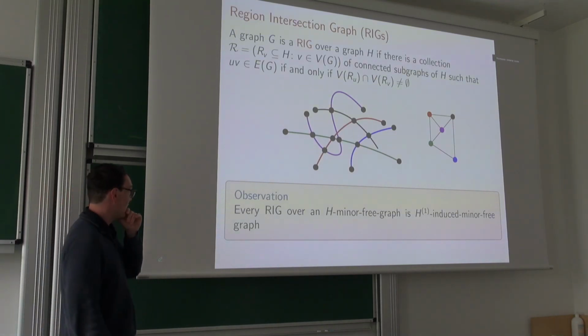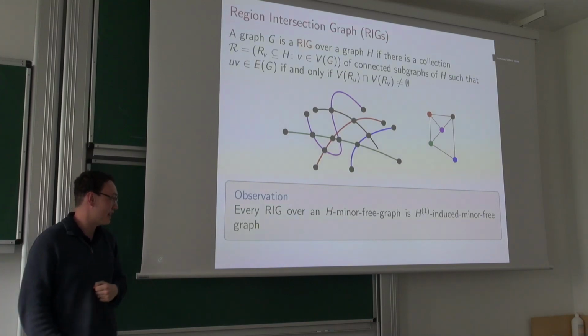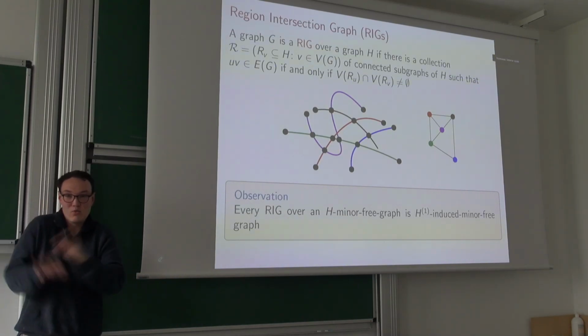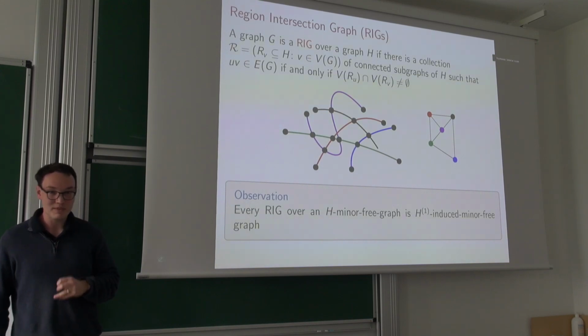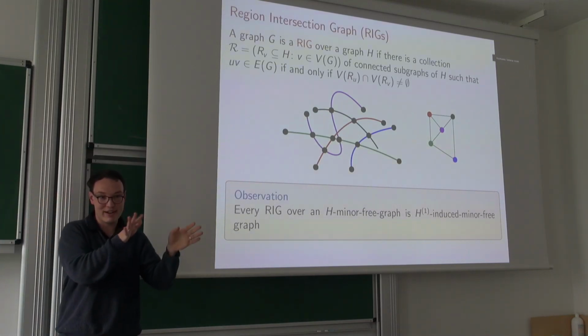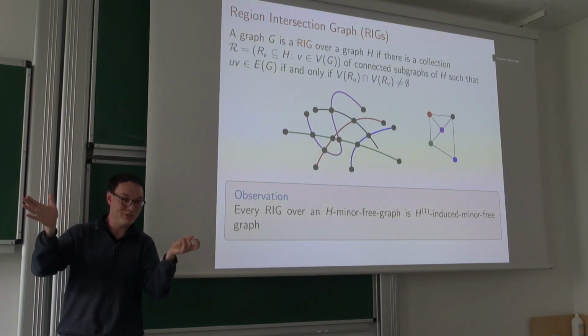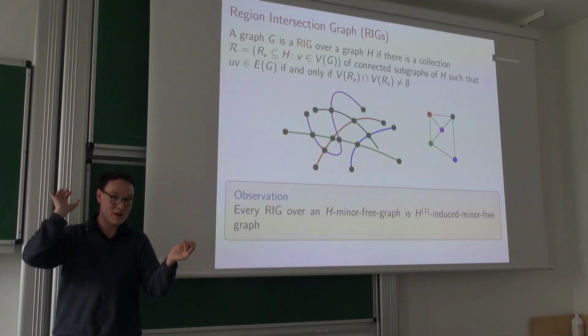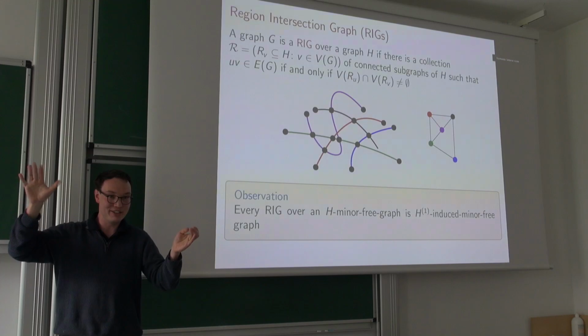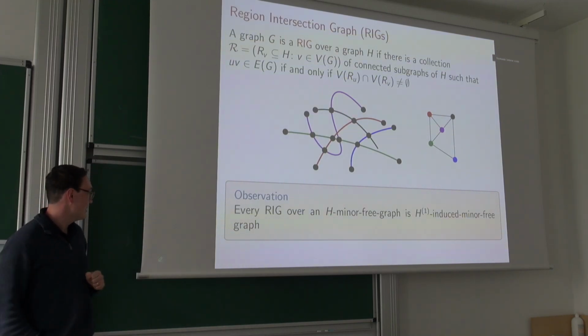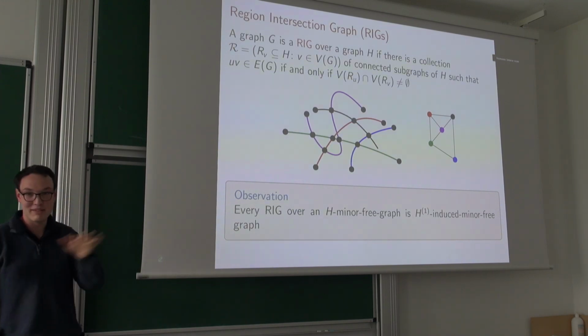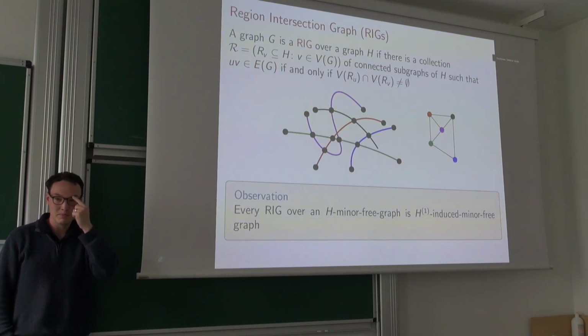And so the observation about region intersection graphs is that if you are a region intersection graph over an H minor free graph, then your graph excludes the one subdivision graph of H as an induced minor. You just take your proof that string graphs exclude one subdivision of K5 and one subdivision of K3,3 as induced minors, and then it generalizes to prove this observation. It isn't anything too hard to do.